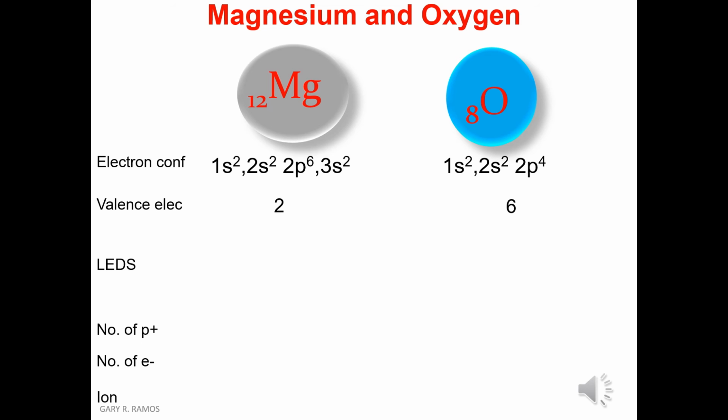Let us have another example, magnesium and oxygen. The atomic number of magnesium is 12 and the atomic number of oxygen is 8. The electron configuration of magnesium is 1s2, 2s2, 2p6, 3s2, and the electron configuration of oxygen is 1s2, 2s2, 2p4. The valence electrons of magnesium is 2, and the valence electrons of oxygen is 6.